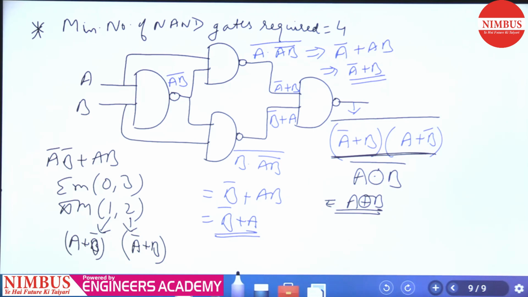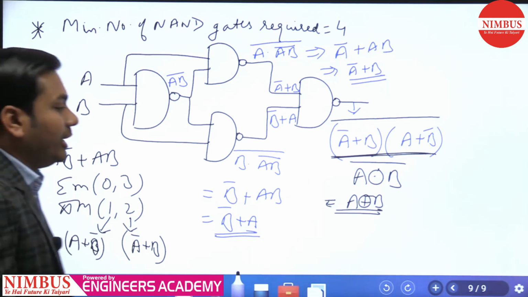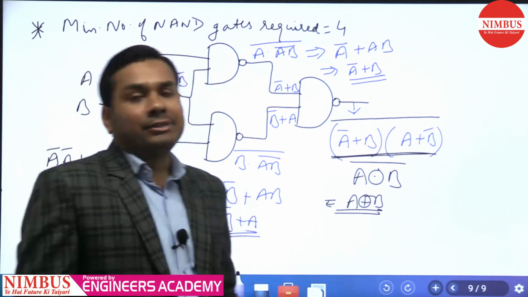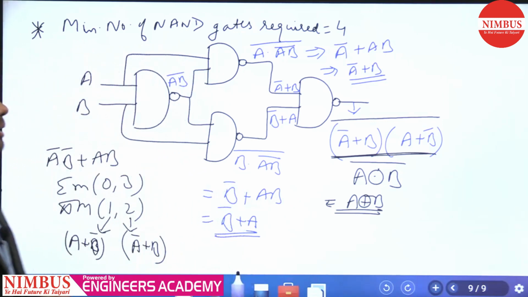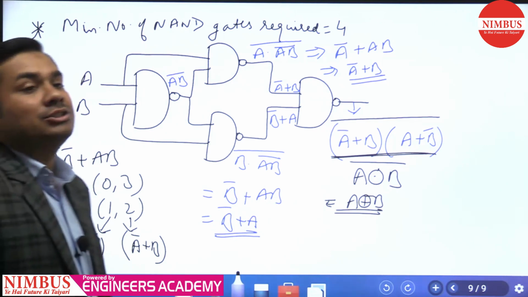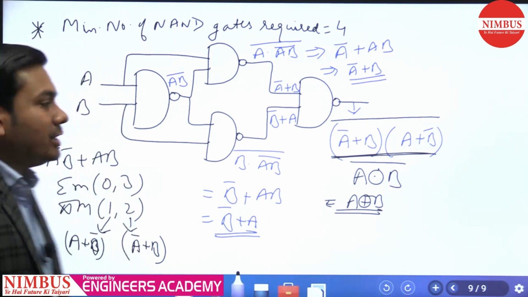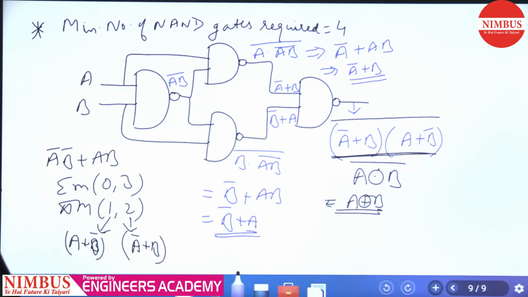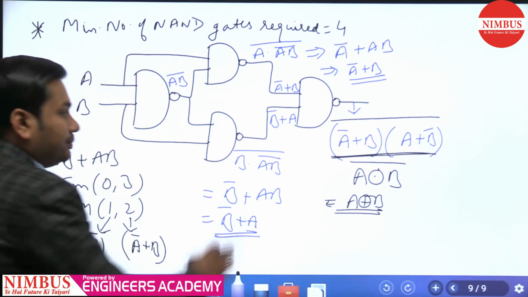Now if we are talking about the minimum number of NOR gates required for the XOR, the answer is 5. How can we implement the circuit? Have you completed this?